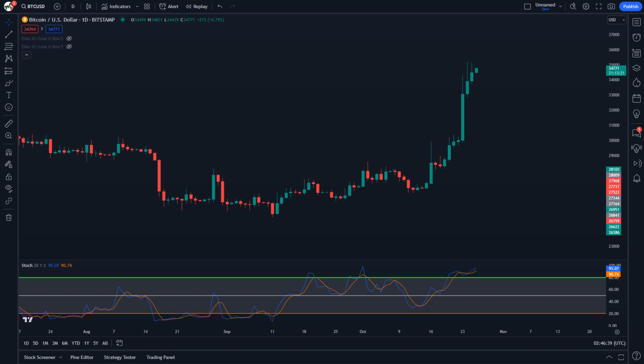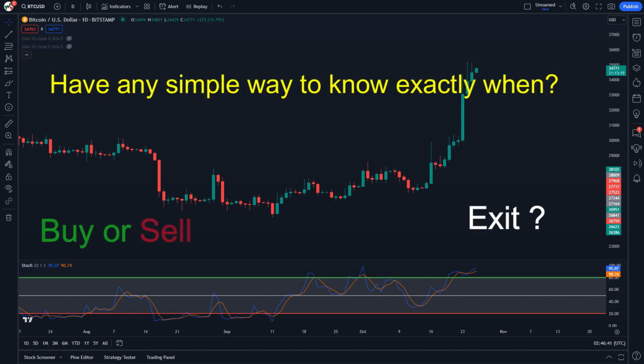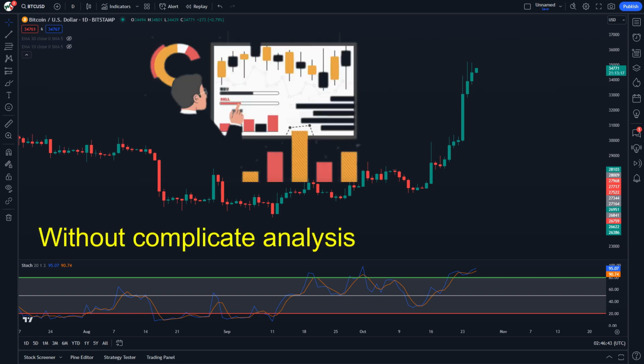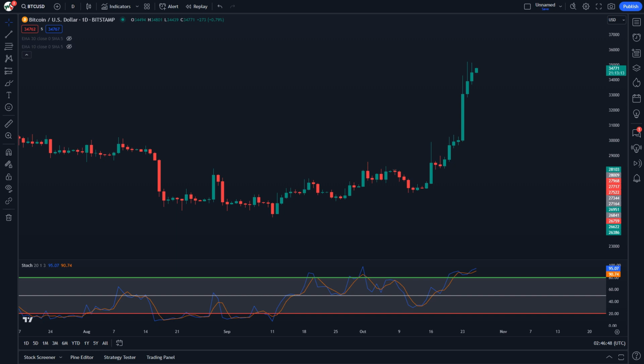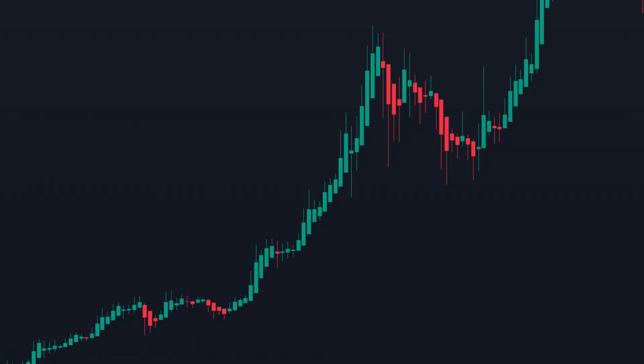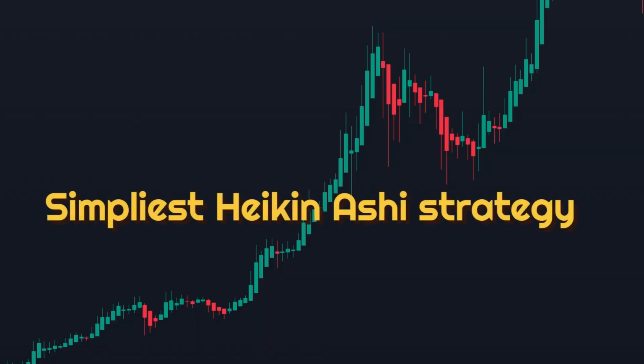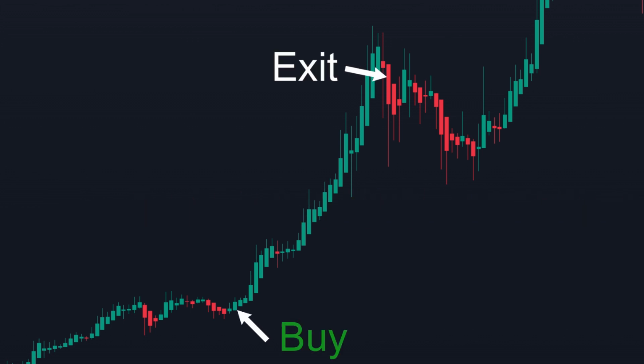But what if you had a simple way of knowing exactly when to get in and out of your trade without any complicated analysis? Then you want to consider using the Heikin Ashi bars to time your entries and exits. In this video I will share with you a simple Heikin Ashi strategy to simplify your entries and exits, so you will know exactly when it's time to enter or exit a trade.